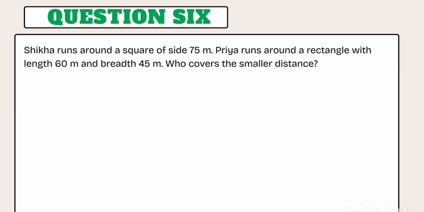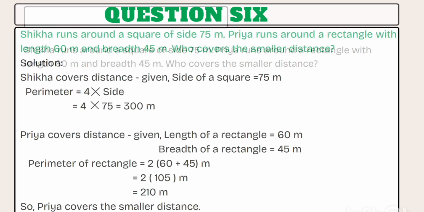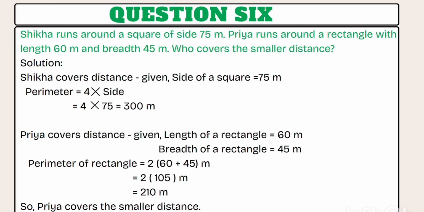Next question. Shikha runs around a square of side 75 meter. Priya runs around a rectangle with length 60 meter and breadth 45 meter. Who covers a smaller distance? First, we will find the distance Shikha covers. Side of a square equals 75 meter. Perimeter equals 4 into side. Put the value, 4 into 75 equals 300 meter. So, Shikha covers a distance of 300 meter.